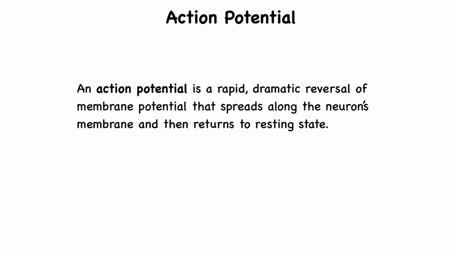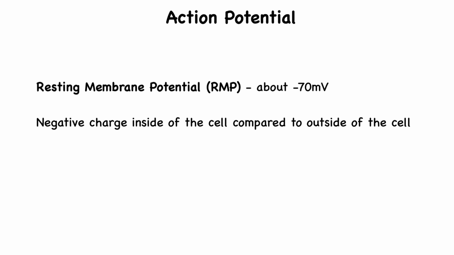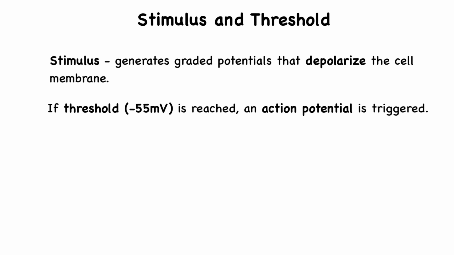Let's talk about the steps that occur during an action potential. If you remember, a neuron in its resting state maintains a negative charge inside the cell compared to the outside of the cell. This is its resting membrane potential, and it sits at about minus 70 millivolts. A stimulus generates graded potentials that depolarize the cell membrane, making it less negative. If this depolarization is enough to reach a critical level known as threshold, which is about minus 55 millivolts in many neurons, an action potential is triggered.